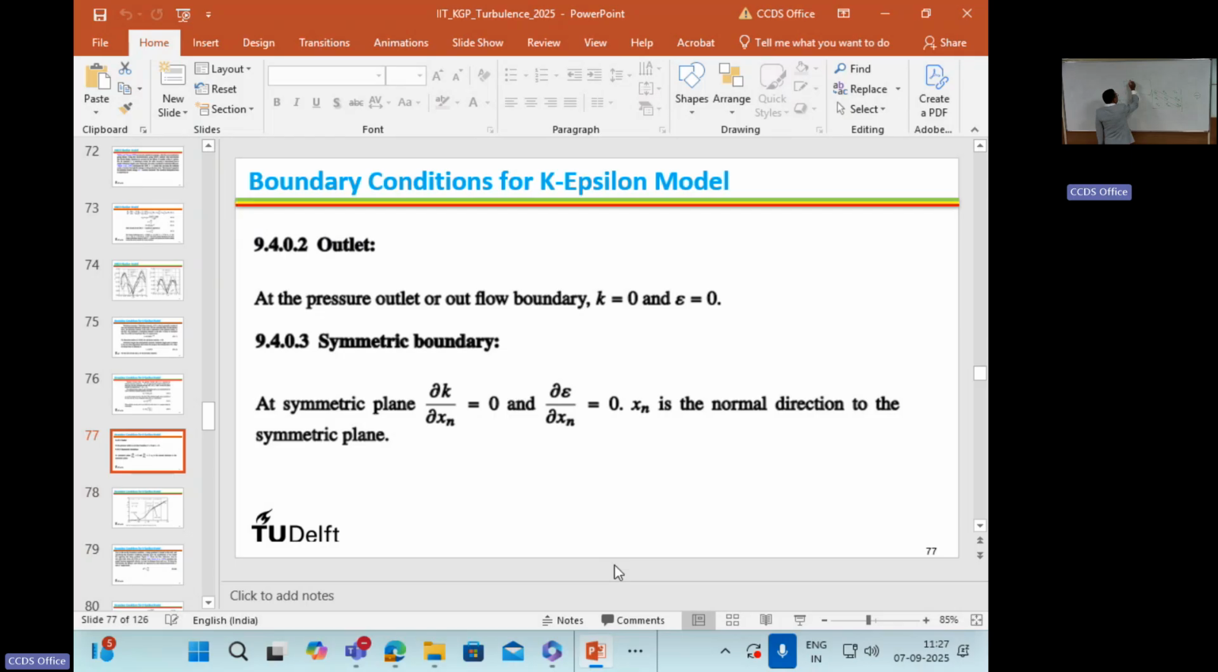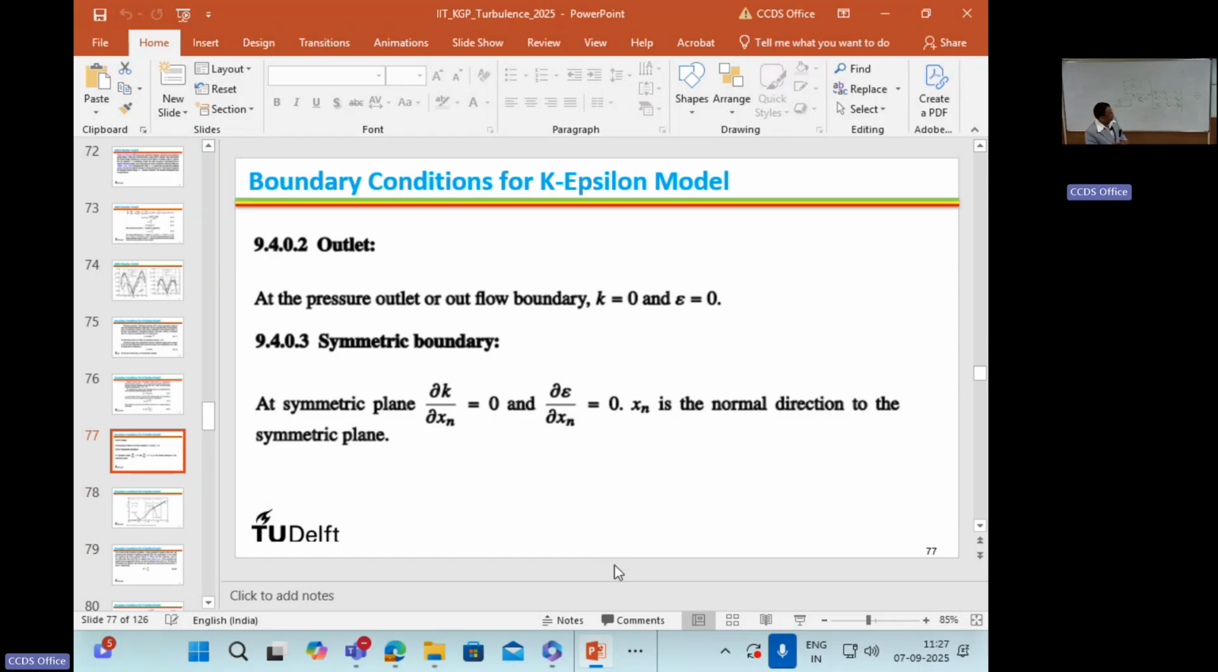So this is where you apply the symmetry boundary condition. Symmetry means the gradient of the flow field quantity is vanishing, right? So suppose I am taking the normal direction, any del phi by del xn is supposed to be 0. The gradient is vanishing at the far boundary, right?